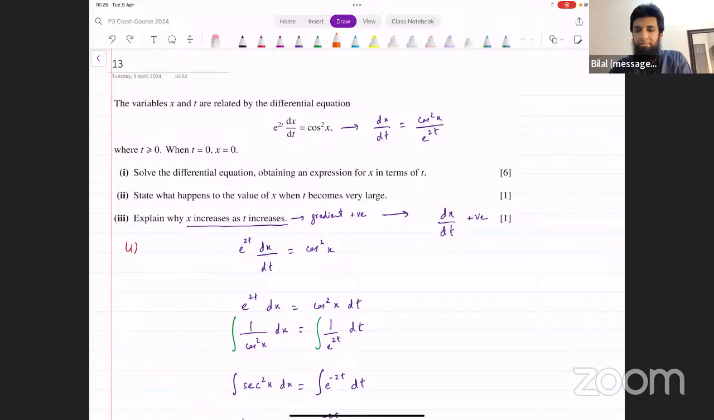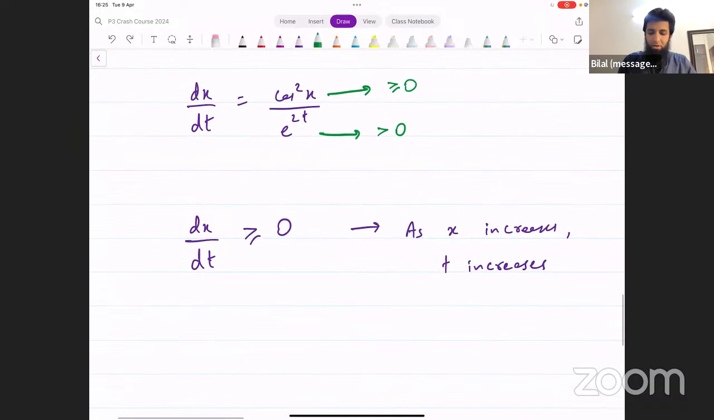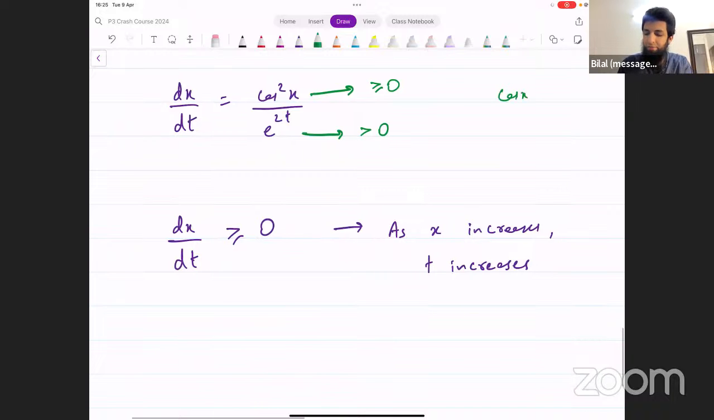Sir, I have a question. Yes. Sir, how did we write cos square x is greater than or equal to 0 and e raised to power 2t is greater than 0? Cos square x means cos of x whole squared. A square can never be negative, right? The result from a square can never be negative because square makes everything positive. So the least it could be is 0.